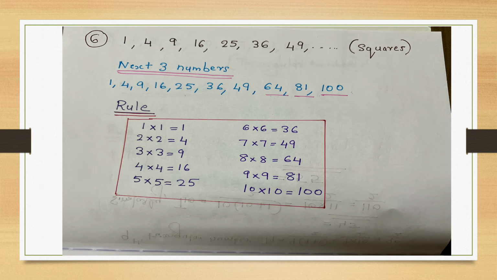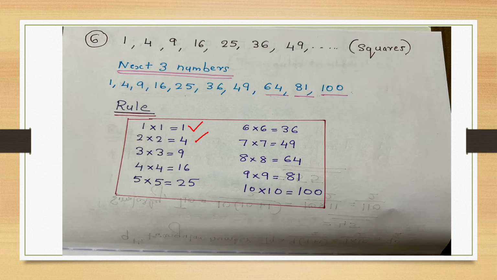Next sequence, 1, 4, 9, 16, 25, 36, 49, etc. So, these are squares. See, what's the rule here? How do you get the first number, 1? 1 square. That is 1 into 1. 1 times 1, 1. Then 2 times 2.